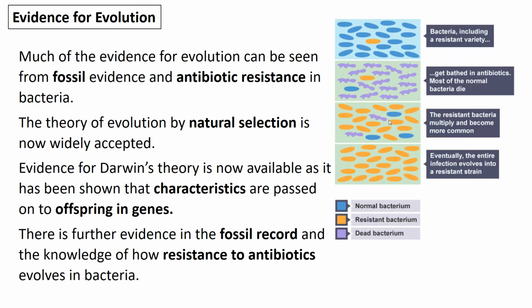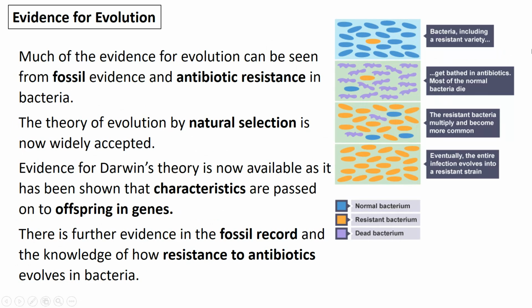And much of the evidence for these phylogenetic trees comes from fossil evidence. And this fossil evidence really supported Darwin's idea of natural selection as well. We also have evidence where we can see evolution in action, which is the development of antibiotic resistance in bacteria. This again relates back to paper 1 content.